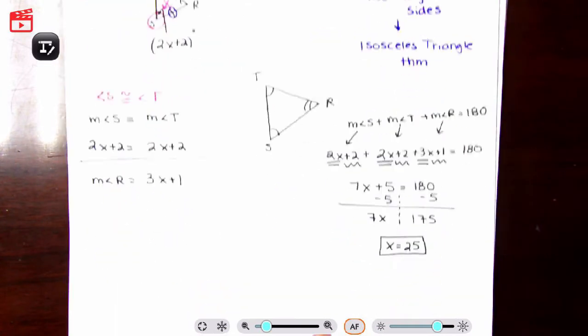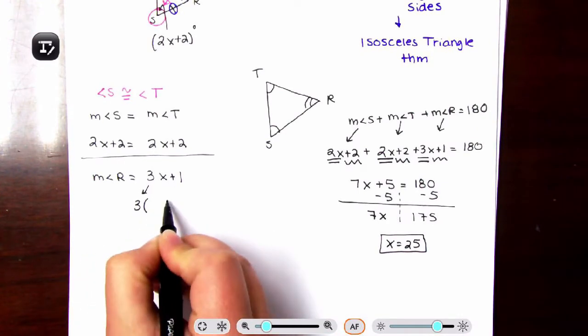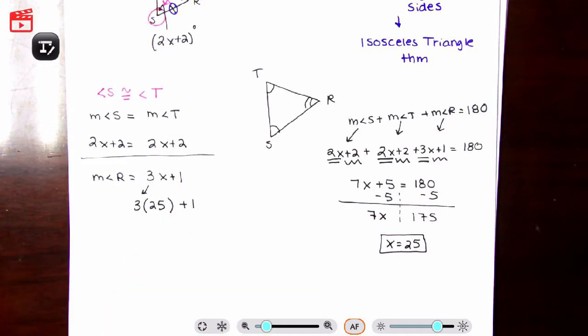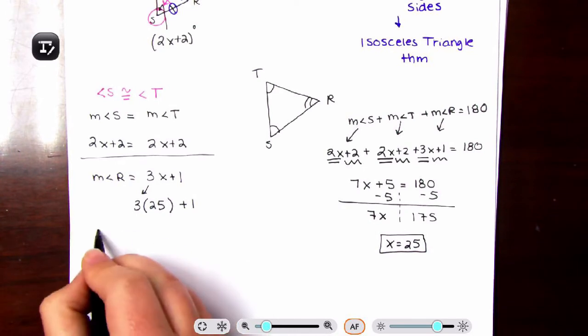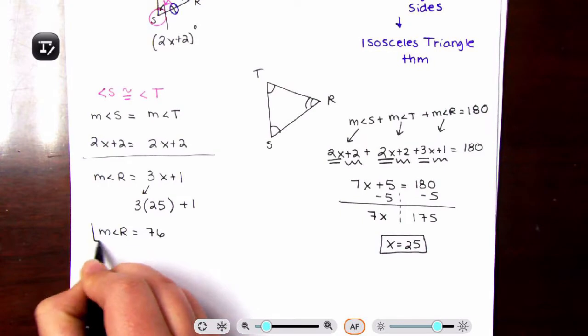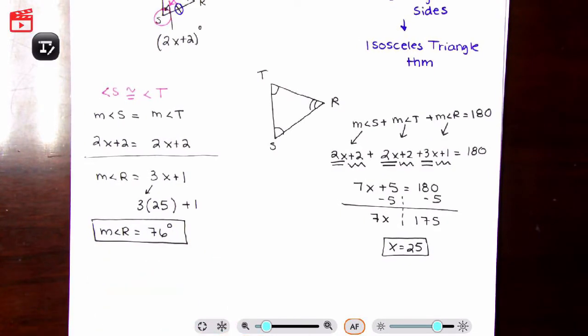So far, we have only found x. So what we're going to do is 3 times our x value plus 1, in this case 25. So we have 3 times 25 plus 1, and that gives us the measurement of angle R to be 76. Now you can't just leave 76. 76 what? Puppies, kittens? 76 degrees.